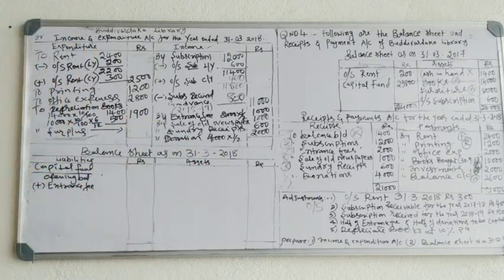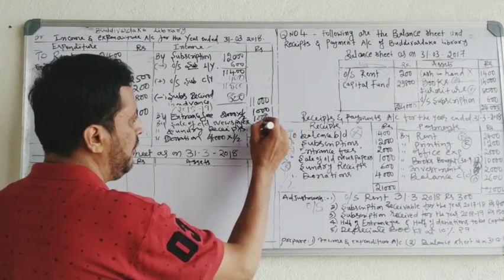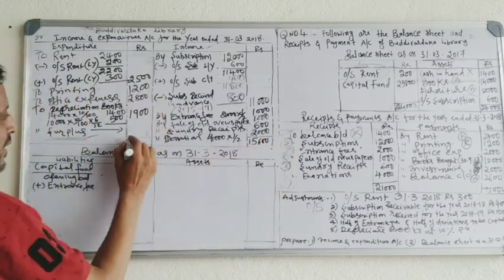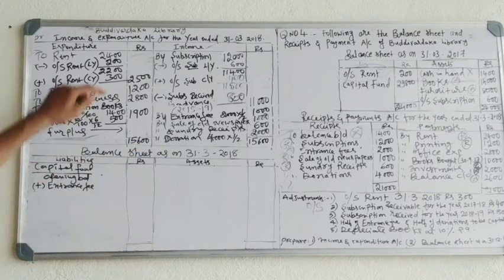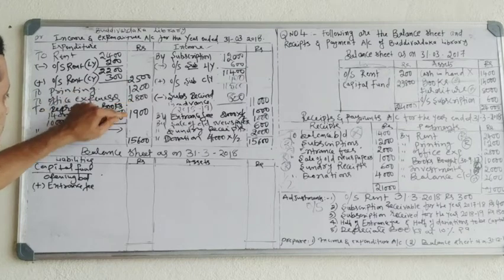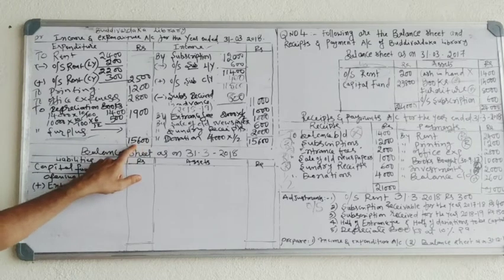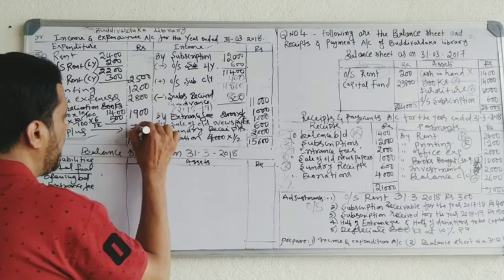Now let's see what is the result of the income and expenditure account, whether we get surplus or deficit. The income total is 15,600. Credit side, income side, here also write 15,600. From 15,600 you have to deduct the expenditure: 2,500 plus 4, 6,500, 7,500, 8,400. 15,600 minus 8,400, 7,200.